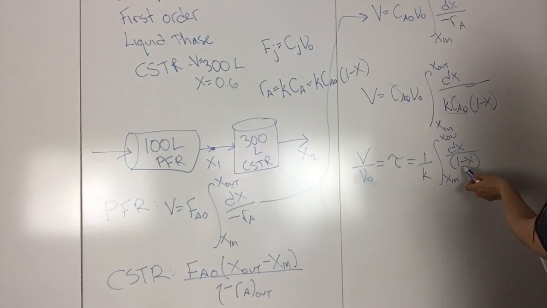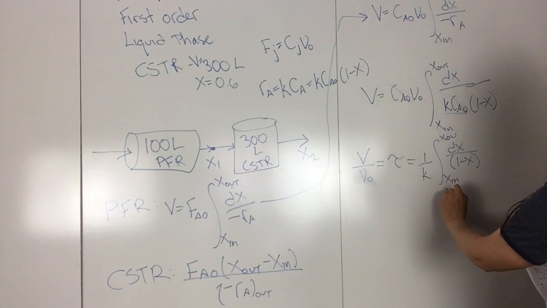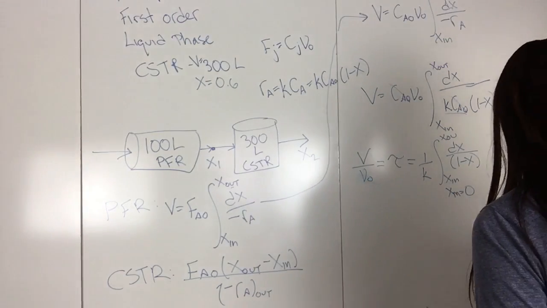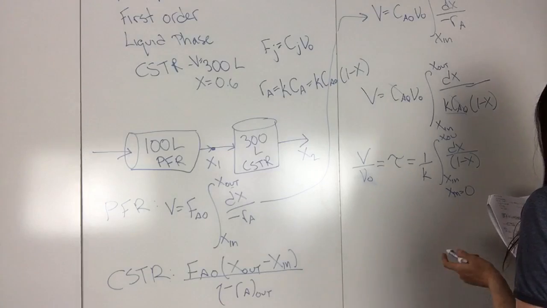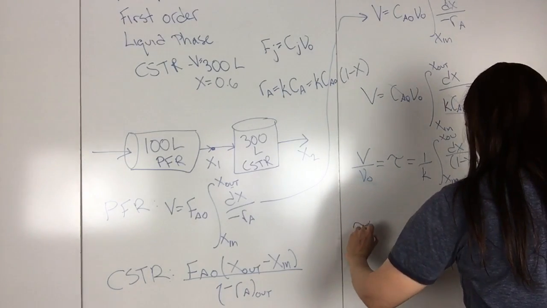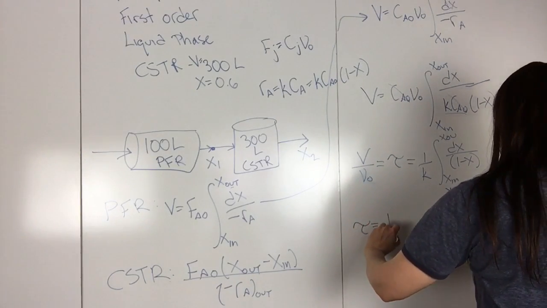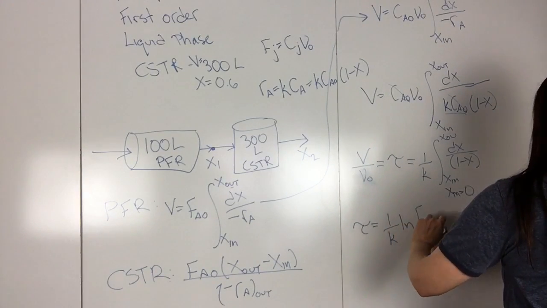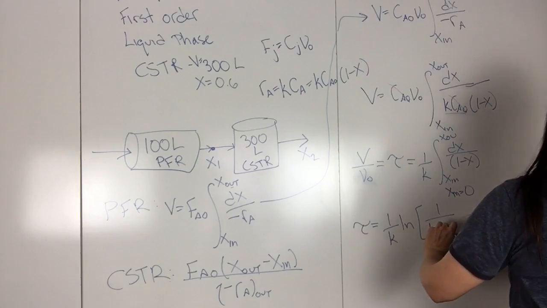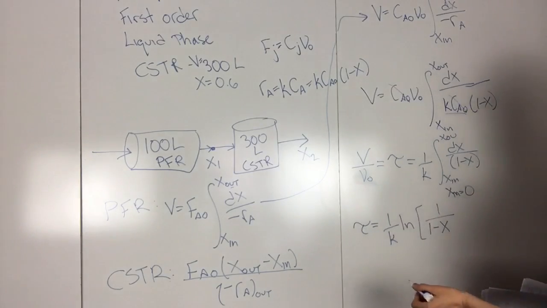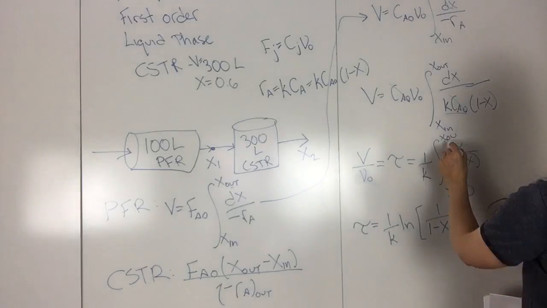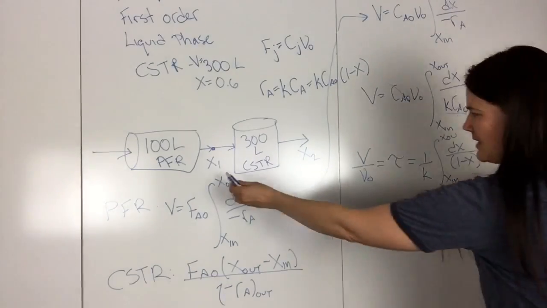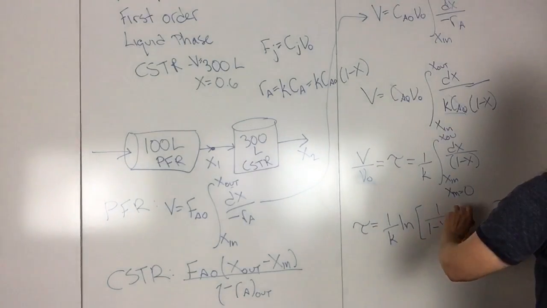So then I can go ahead and integrate this. First of all, I know that x in is equal to 0 because there hasn't been any conversion yet. And so integrating this, I get that tau is equal to 1 over K multiplied by the natural log of 1 over 1 minus x. I've been calling this x out, but I'm going to call it x1 because that's what I've written on the picture. So this would be x1 here.